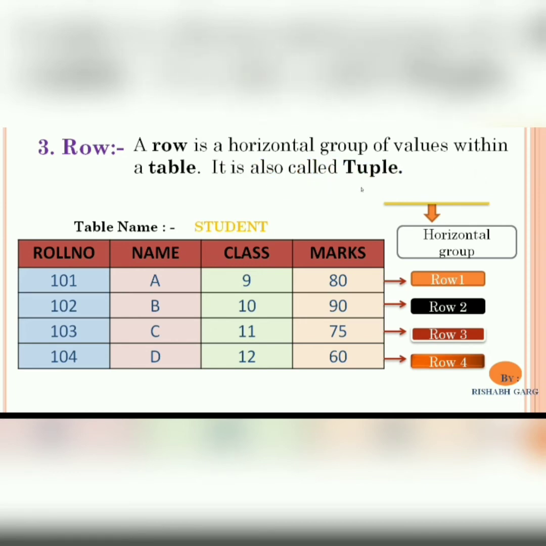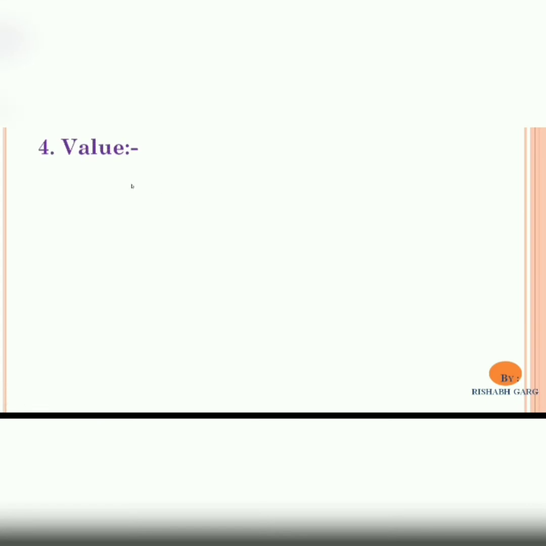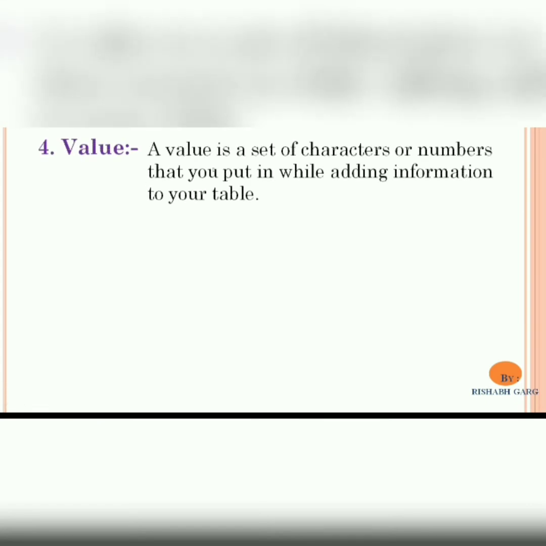Rows are also known as tuple. In a database, a row is represented as a tuple. I hope it's clear to all of you. Let's move on to the next concept, that is value. A value is a set of characters or numbers that you put in while adding information to your table.